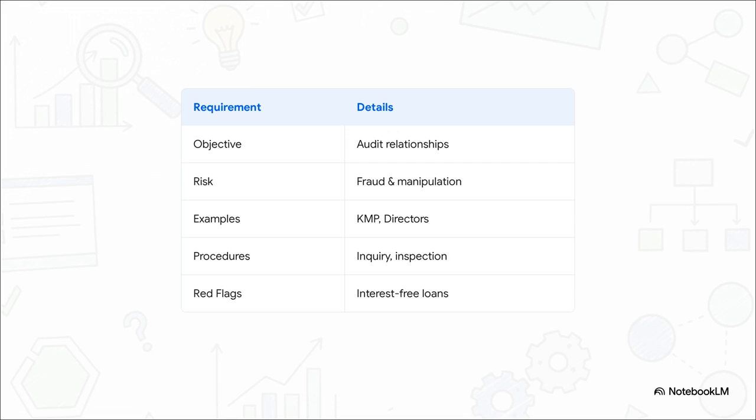Your objective, audit relationships and transactions. The risk, fraud and manipulation. Examples, holding companies and key management personnel. Your procedures are inquiry and inspection. Red flags are things like interest-free loans. If you stumble on undisclosed transactions, you investigate and evaluate the fraud implications. And your final check is always adequate disclosure. If management refuses to disclose, you might just have to modify your audit opinion.